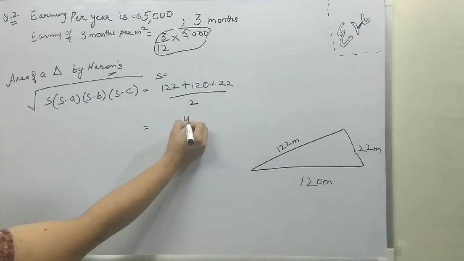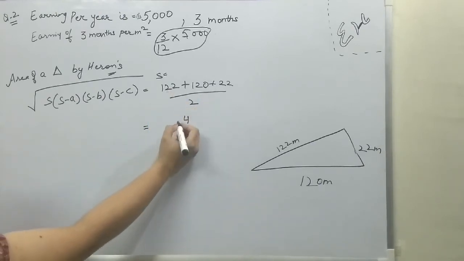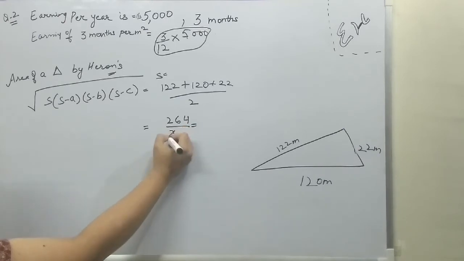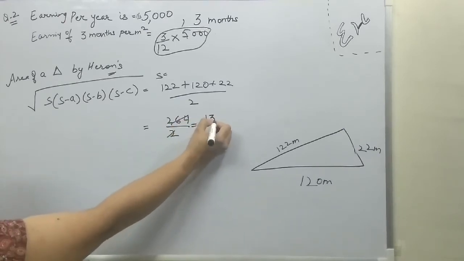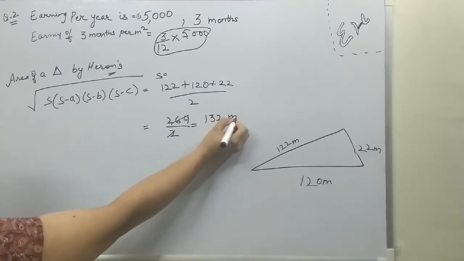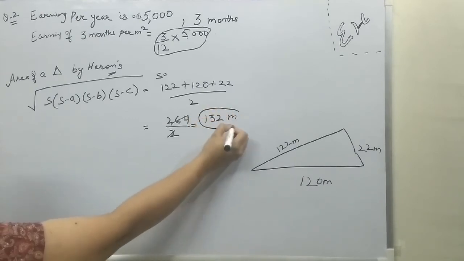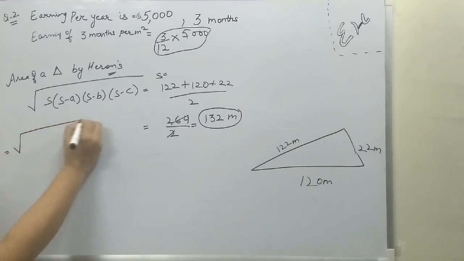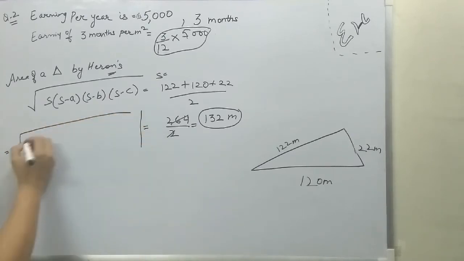That is 264 divided by 2. That will give you 132 meters. S is 132 meters. Now you will put all the values here.